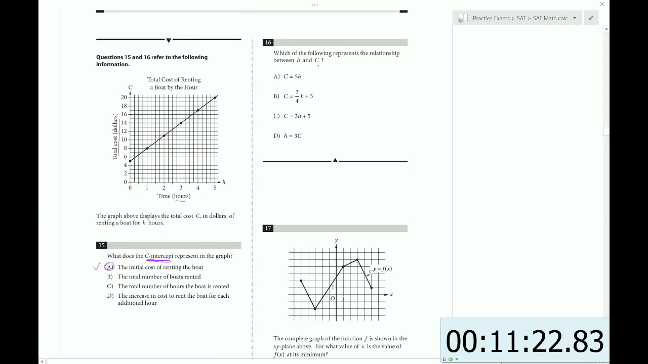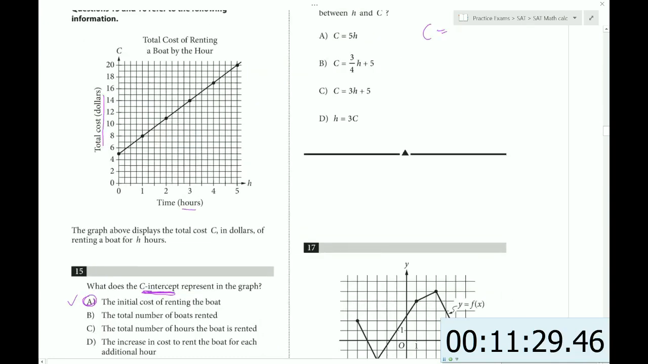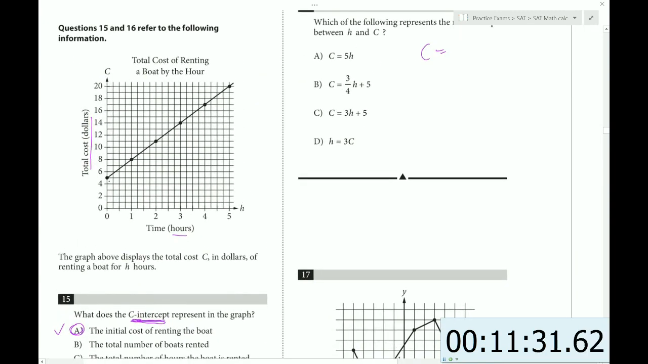Which of the following represents the relationship between H and C? Okay, so here we need a linear relationship, C equals. So we need a y-intercept. So the y-intercept is looking like plus 5. So mx plus b form, right? We know it's going to have a plus 5. So this looks good, this looks good. These are out. Now we just have to determine the slope.